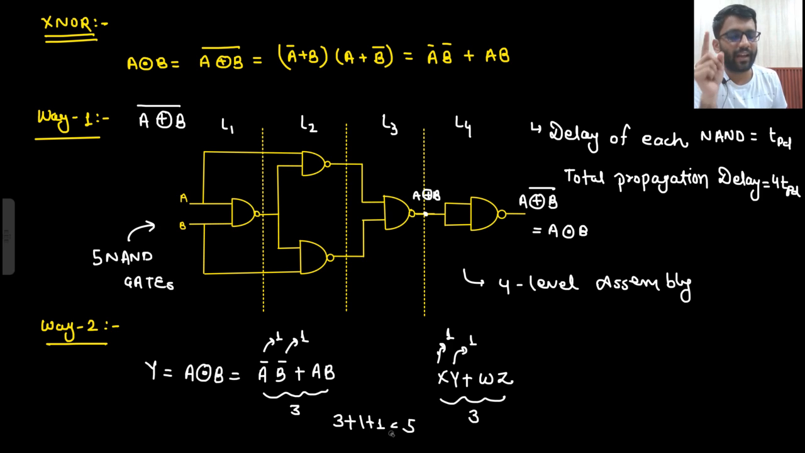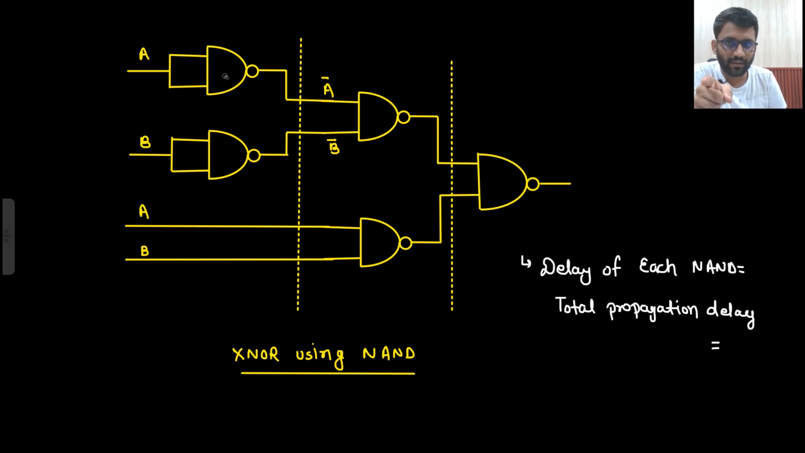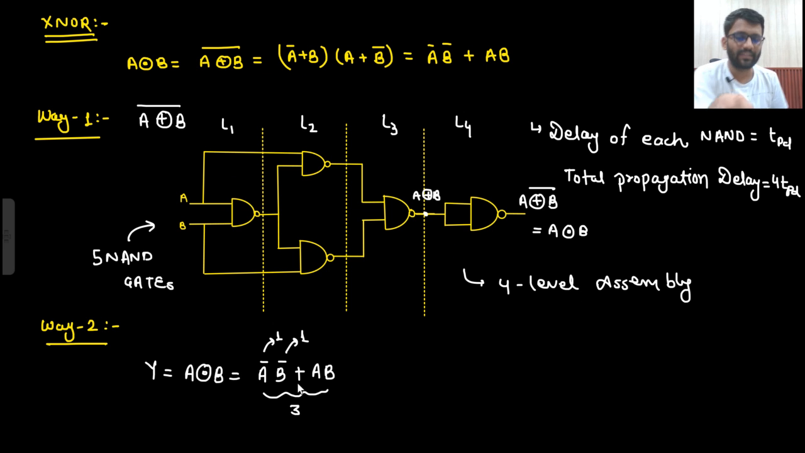I can implement my XNOR gate using 5 NAND gates only, but that would be a different structure. How did we get the earlier structure? First we implemented the XOR gate, then we just simply inverted it. That's it. But there could be another way: A bar B bar plus AB. So what would that way be? First we will take A bar, then we will take B bar, so A bar B bar, and then we will do this structure. Basically, let's make it here.